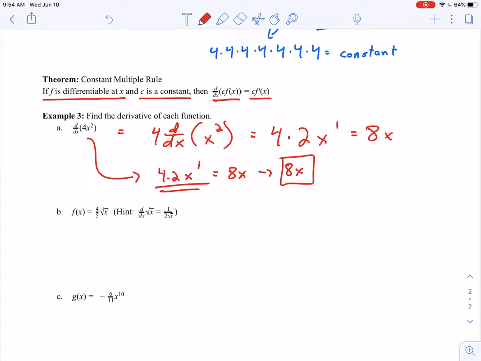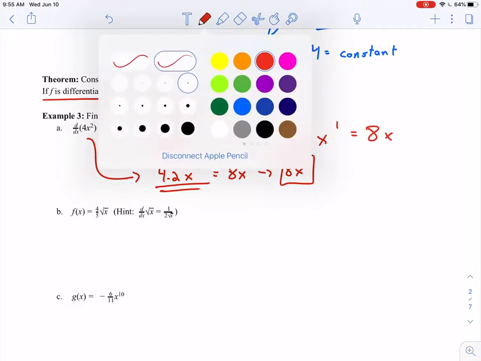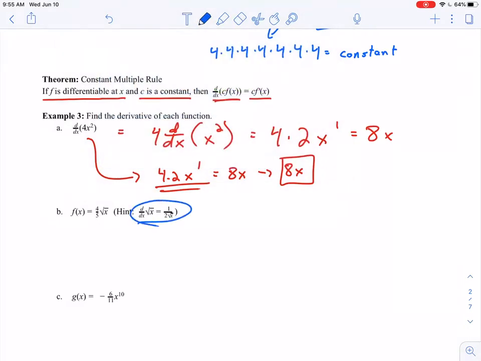Next up, I've got f of x equals 4/5 times the square root of x. Square root of x is actually, we said the power rule works for non-negative integers, and if we're working with square root of x, that's actually x to the 1/2 power. It's not a non-negative integer. So we're going to give the hint right here. We're going to just say that, hey, if you want to take the derivative of square root of x, it's really just 1 over 2 square root of x. And we'll justify that later on. Don't worry. We'll come back to that and talk about why that is the way it is, why it looks maybe a little bit different.